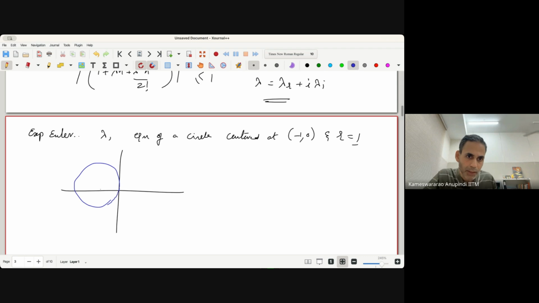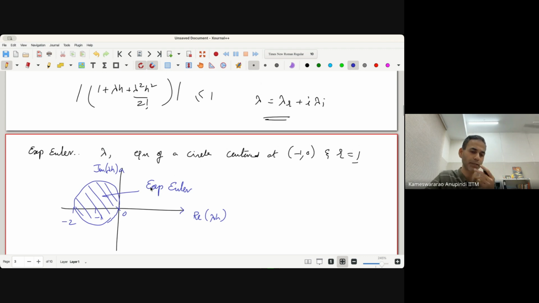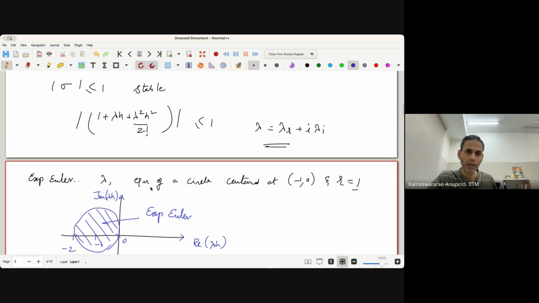It's a circle, right? And then we said this is -2, this is -1, this is 0. So this is the region of stability for explicit Euler, where this is the real part of lambda h, and this is the imaginary part of lambda h. Okay, so that's what we have written, but we were able to comment on that because the equation was familiar to us. We were able to correctly recognize it.